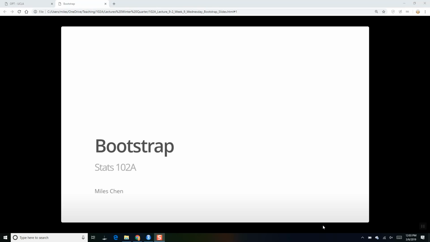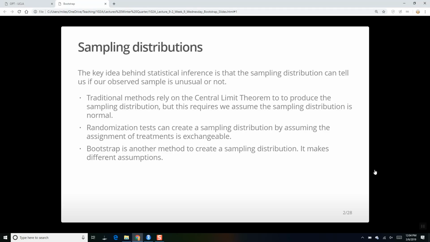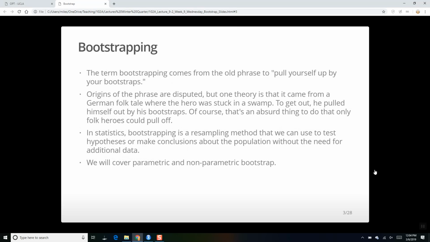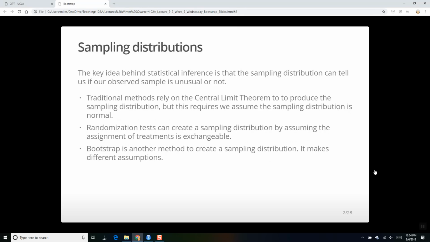Okay, so on Monday we covered randomization tests, and with randomization tests, the idea was the treatments have been randomly assigned, and so any other arrangement of treatments would be equally valid, and we can simulate our sampling distribution by redoing the random assignment, shuffling up the random treatments and recording the measurements as such.